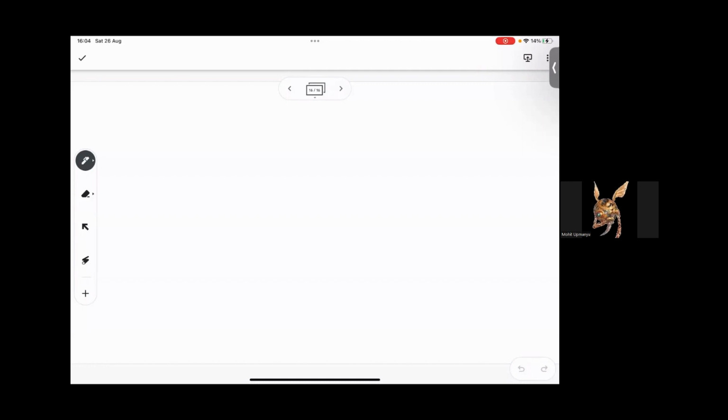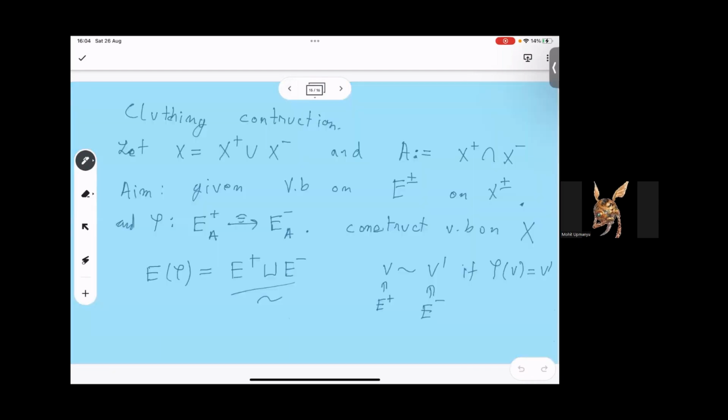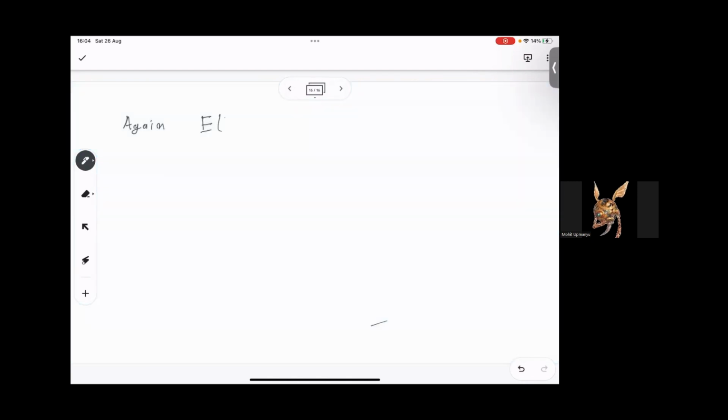Now there comes the real hard part. Show that this is actually a vector bundle. I mean, this is locally trivial. Whatever we have constructed, I would give it E phi, because it will, of course, depend on phi, and E plus and E minus, but we are somehow suppressing them.